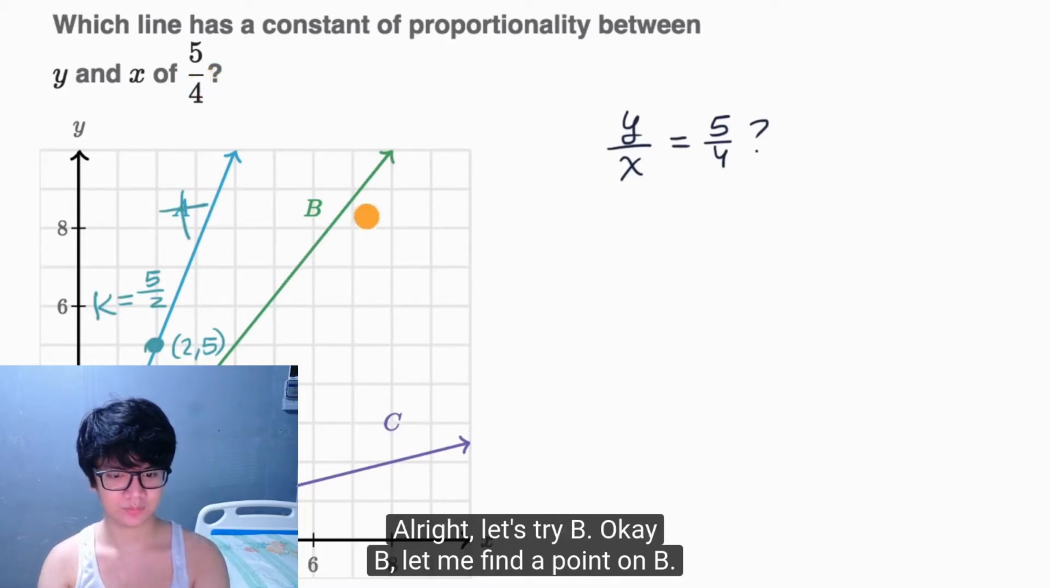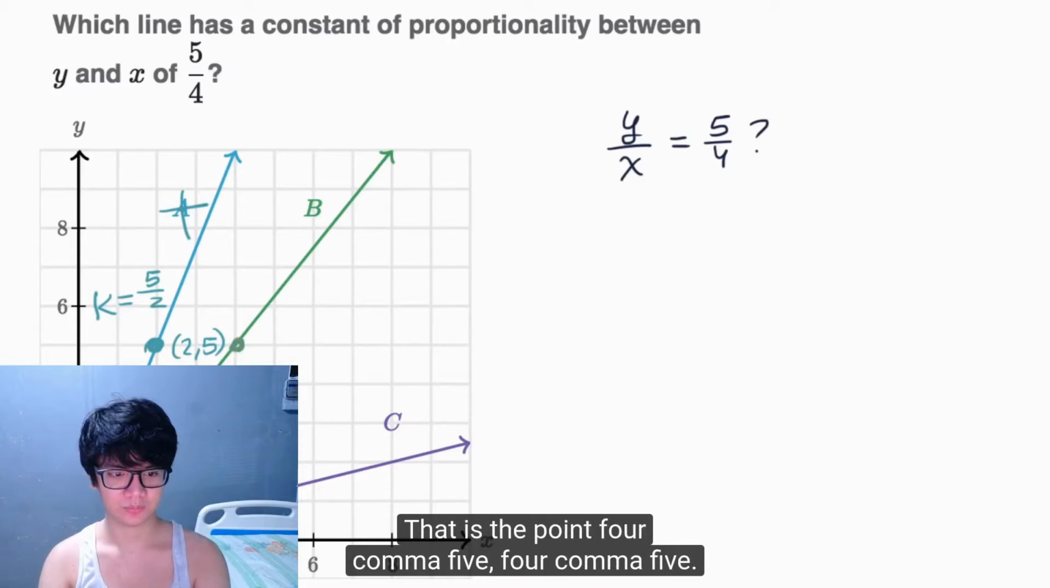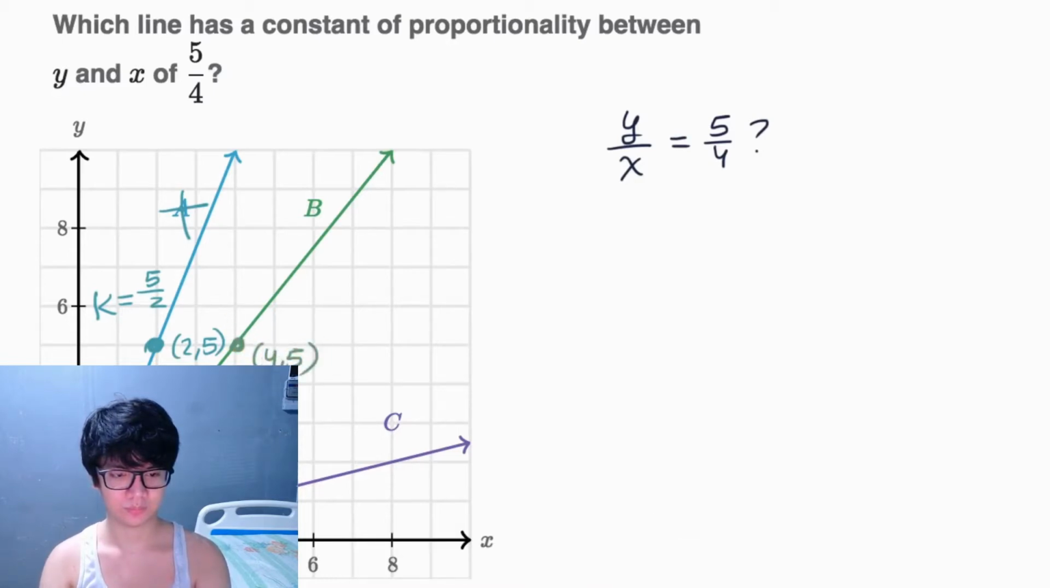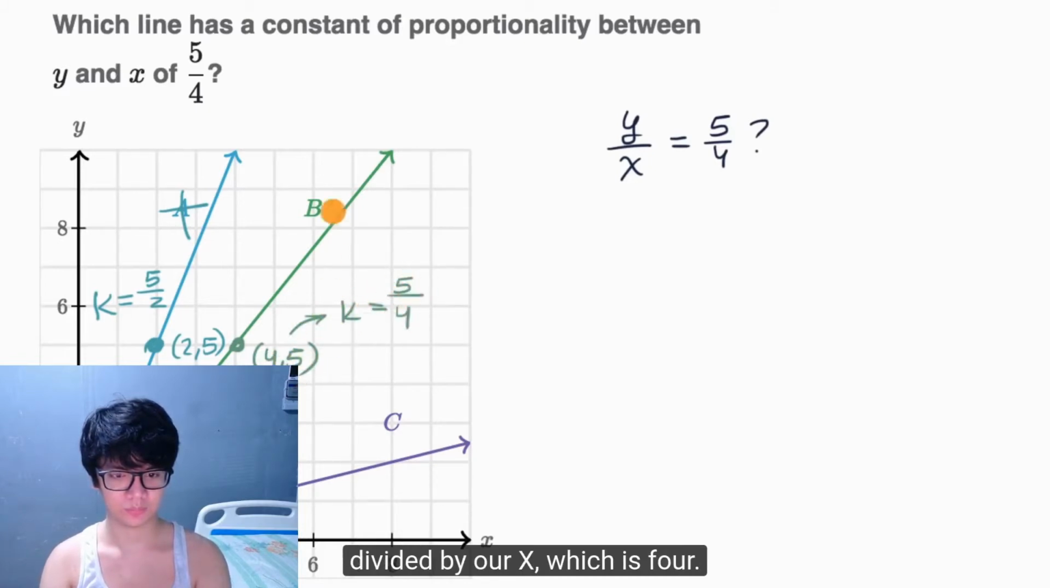All right, let's try B. Let me find a point on B. Looks like this is a point on B. That is the point 4 comma 5. And so in this situation, k would be our y, which is 5, divided by our x, which is 4. So it looks like B is our choice.